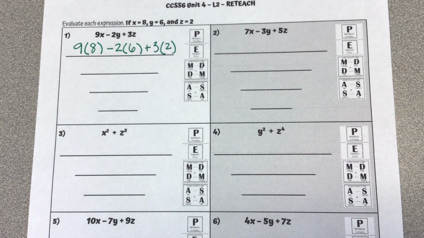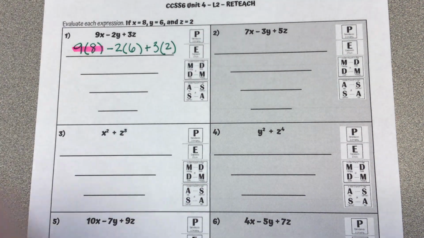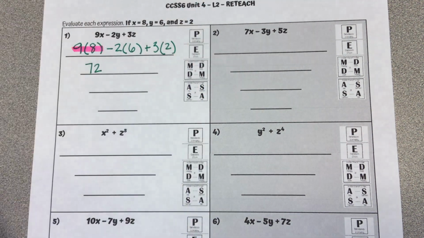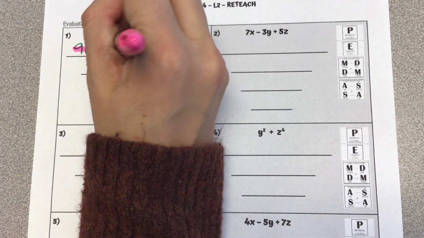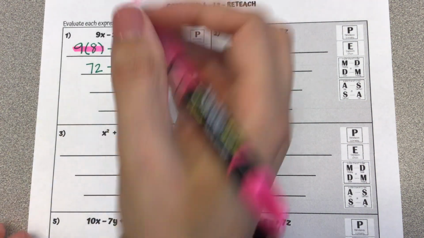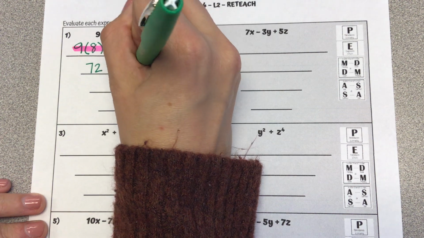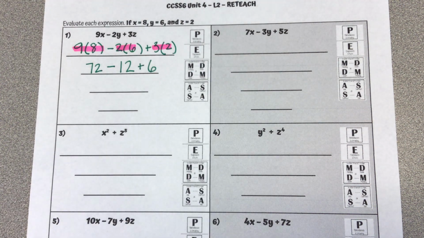So what I'm going to look at here is, first I am going to do all of those multiplications. I'm going to do 9 times 8, which is 72. I'm going to do 2 times 6, which is 12. Bring down that subtraction sign. I'm going to do 3 times 2, which is 6. Bring down the plus. Now we're going through order of operations.